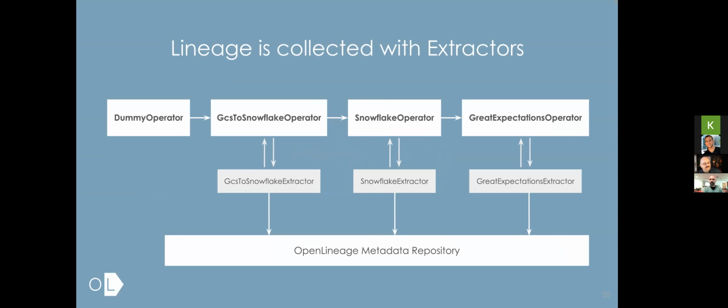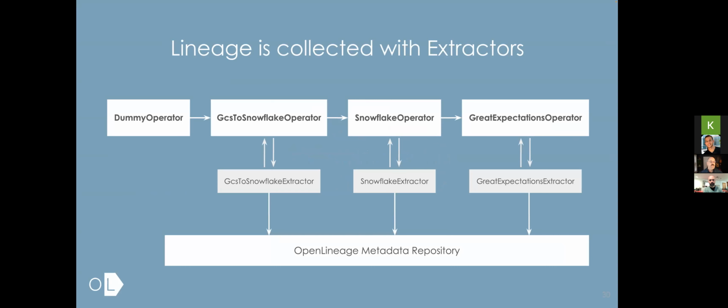Because Airflow has a variety of operators, and these operators all do different things, it's difficult to have a single mechanism that extracts Lineage out of all of this different stuff that could be done with Airflow. So what we've done is built a series of extractors for common operators.